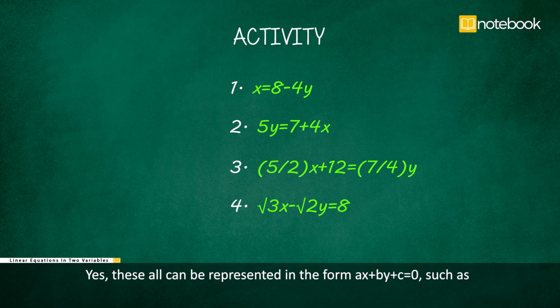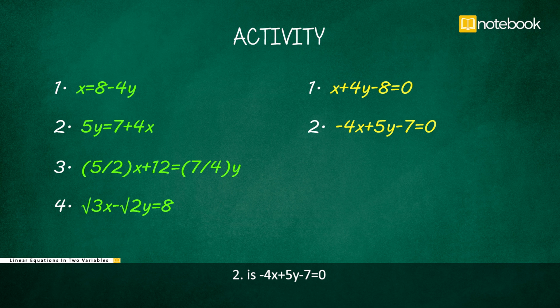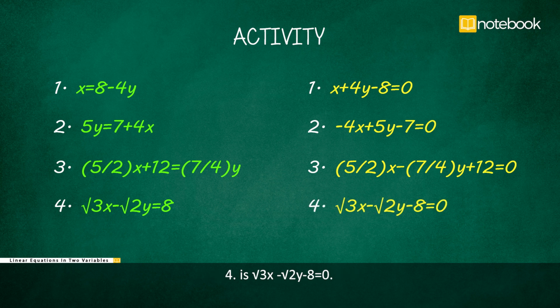Yes, these can all be represented in the form ax plus by plus c is equal to 0, such as 1 is x plus 4y minus 8 is equal to 0. 2 is minus 4x plus 5y minus 7 is equal to 0. 3 is 5 by 2x minus 7 by 4y plus 12 is equal to 0. And 4 is root 3x minus root 2y minus 8 is equal to 0.